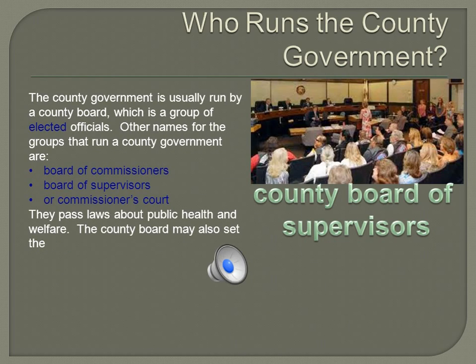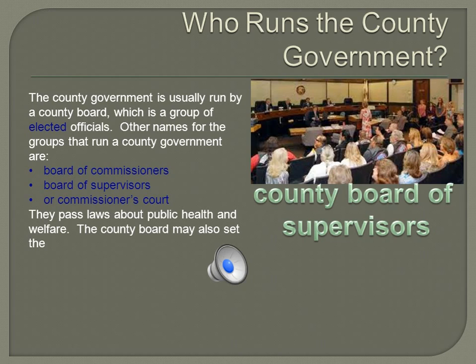So who are these people that run the county government? Well, the government is run by a board. They call it the county board. And they are elected officials. So we actually choose who is to be on that board. Some states use other names for this board. They might call it the Board of Commissioners or the Board of Supervisors. Or also there's something called the Commissioners Court.